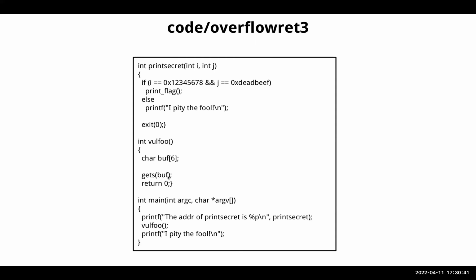So our goal here is to overflow the return address on valfoo's stack frame to point that return address to print secret. This one I don't want you to cheat. I don't want you to directly put the address into print flag. That way you can get the flag, but then you will not learn how to do ROP. So you need to change the return address to the address of print secret.